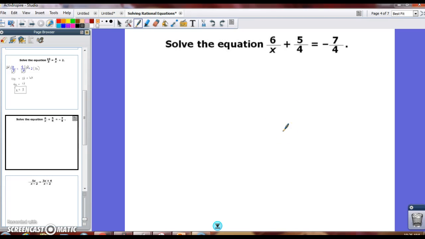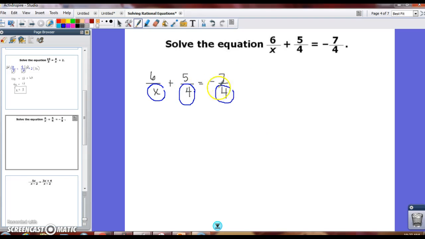In this next one, we have 6 over x plus 5 over 4 equals negative 7 over 4 times x. Hopefully you guys are writing all these down so that you have them to refer back to when you're doing your assignment. Okay? Again, I'm going to go ahead and circle my denominators just so I know what I'm working with here.